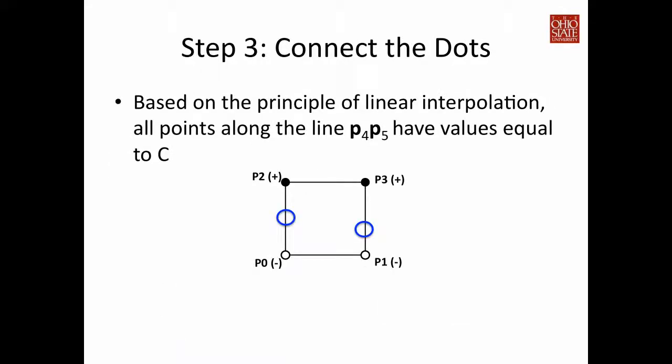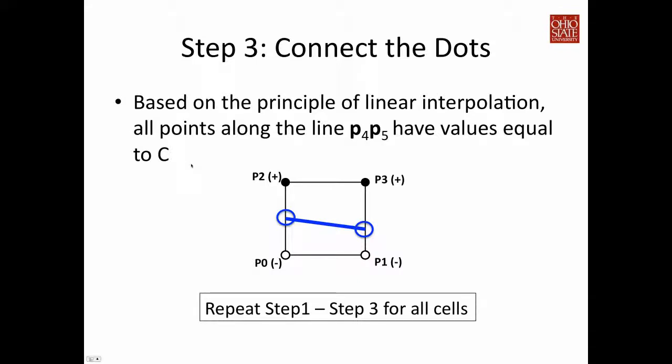So the third step is connecting the intersection points. This is because we assume all the values change linearly along any edge in the cell. So if we have two blue circles that we know have value equal to the ISO value C, and you draw a line that connects those two points, every point along the blue line will have the same value C. So this gives us a portion of the isocontour within the cell. Now you just repeat step 1 through step 3 for every single cell, then you are going to get the isocontour piece by piece throughout the domain.